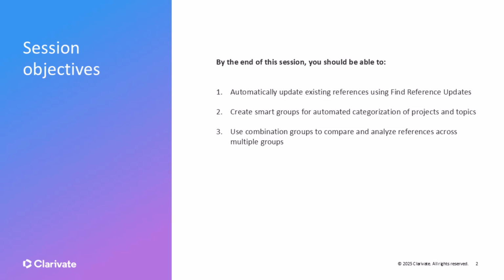Create and customize smart groups that dynamically organize your references based on search criteria, allowing you to easily track different research projects or topics as your library grows. Build combination groups to merge multiple smart or custom groups, enabling you to perform advanced comparisons and analyses on your references, perfect for organizing large, complex projects or comparing multiple data sets. These features will help you save time, stay organized, and gain better control over your reference management so you can focus more on your research.